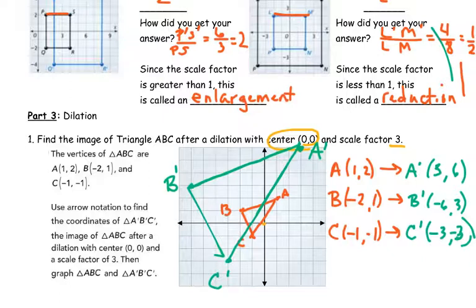Now what I want to do is take a moment to show you what happened here. If I connect A and A prime with a line, and I will use a different color, so let's do purple. If I connect A and A prime, and B and B prime, and C and C prime.